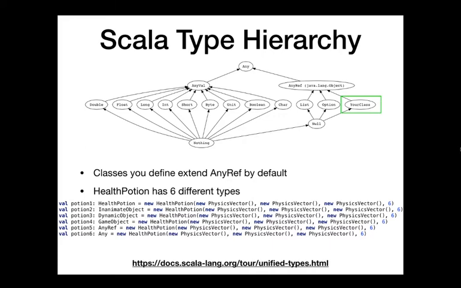So the implication of this is that HealthPotion has 6 different types in its type hierarchy. There are 6 different types that a HealthPotion fundamentally is. And where we start seeing polymorphism come into play is that we can store an object of type HealthPotion in a variable of any of the types that it inherits. So we can create a HealthPotion and store it in a variable of type HealthPotion. We expect that, we've seen that all semester. But since HealthPotion extends InanimateObject, we can also store a HealthPotion in variables of type InanimateObject.